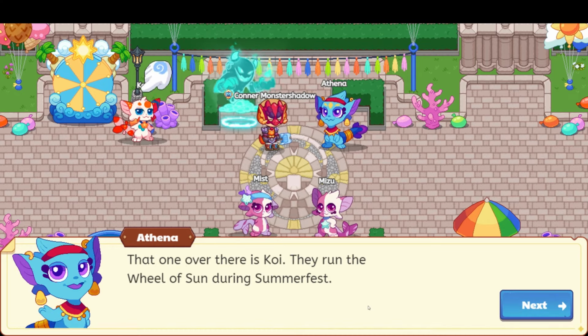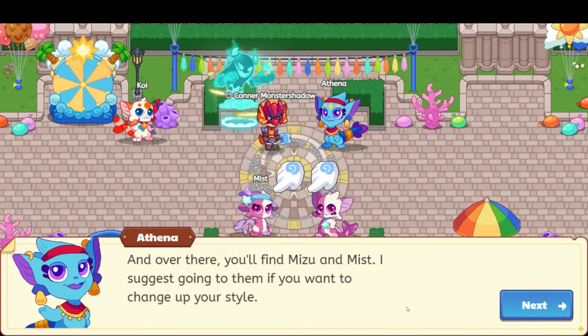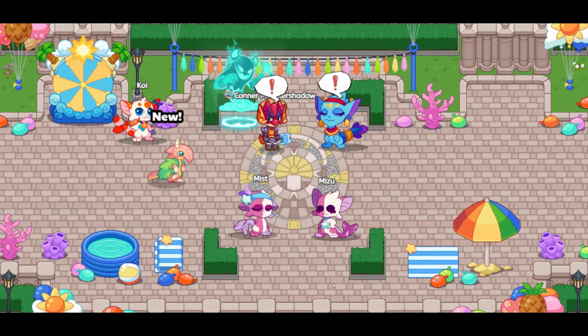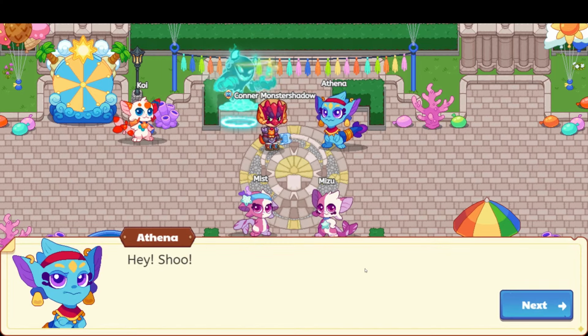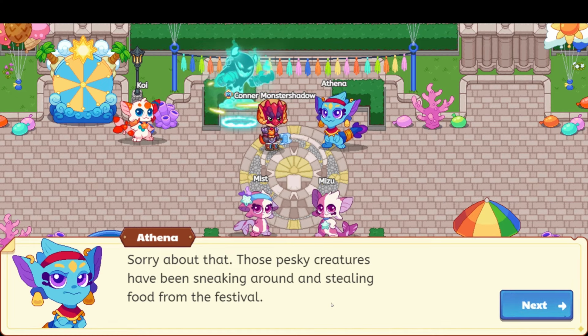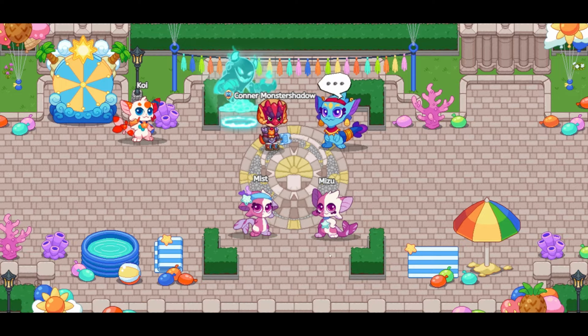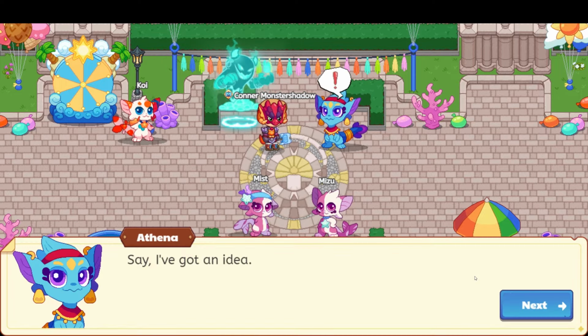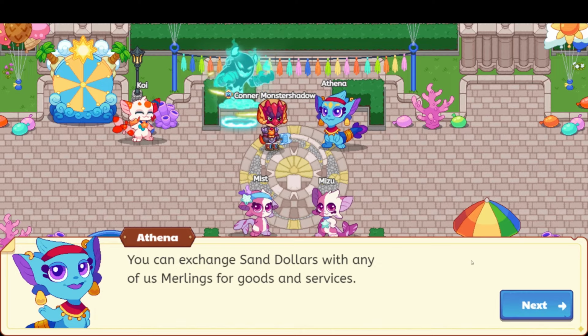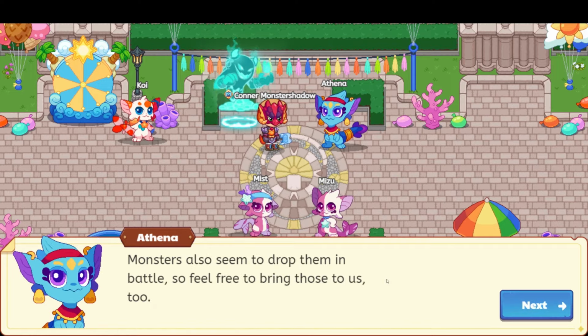They run the Wheel of Sun during Summerfest. Awesome. And over there you'll find Mizu and Mist. I suggest going to them if you want to change up your style. Sounds great. Uh-oh. Hey! Shoo! That's right, get out of here. Sorry about that. Those pesky creatures have been sneaking around and stealing food from the festival. Say, I've got an idea. What's your idea? If you can keep those creatures out during the festival, I'll reward you with sand dollars. Ooh, that sounds good. You can exchange sand dollars with any of us Merlings for goods and services. Sounds great. Monsters also seem to drop them in battle, so feel free to bring those to us too. Will do.